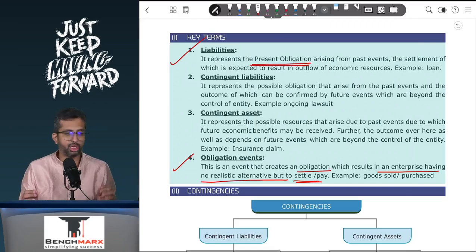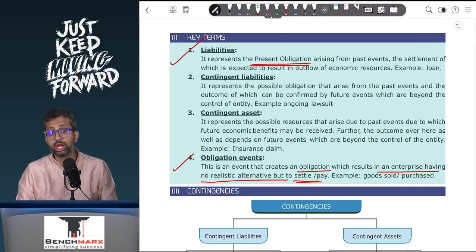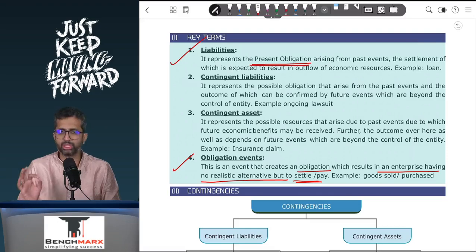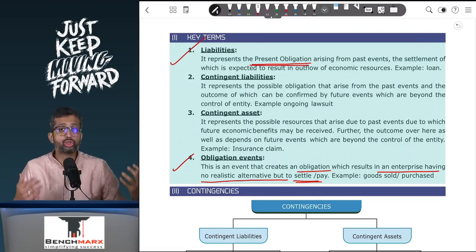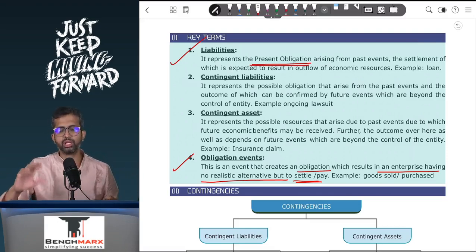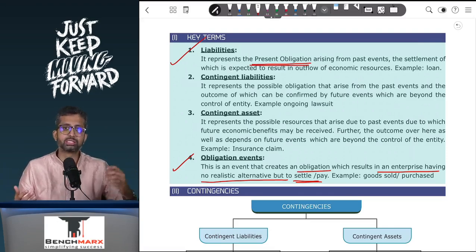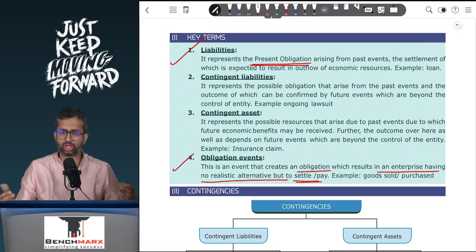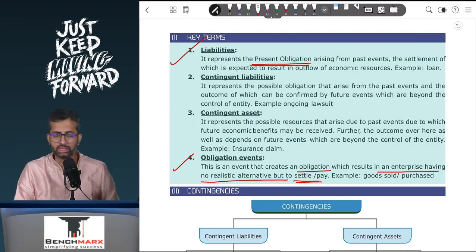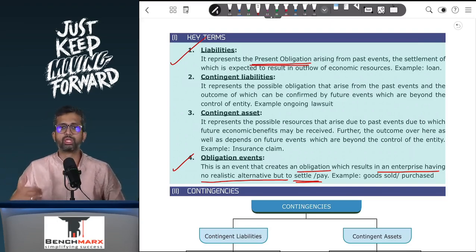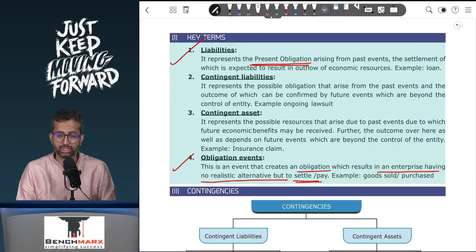So over here, when we are looking at a provision or this item, there is an obligation, but that obligation is a possible obligation, not a present obligation, which may arise if, let's say, a court decides against us. So this is a factor beyond our control. If I have to pay for such obligations, this is called a contingent liability. If I'm going to receive money on account of such obligations, this is called a contingent asset.